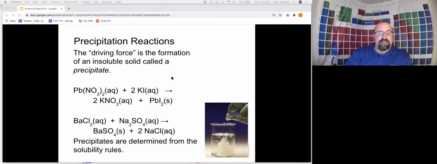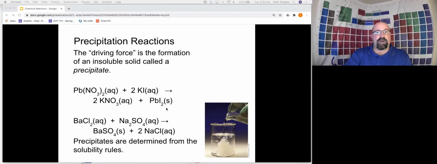And we can see an example here. What's pictured, I believe, is this equation: lead nitrate plus potassium iodide. Our products from that reaction are going to be potassium nitrate and lead iodide. We consult our solubility chart and we see that potassium nitrate is soluble. That's going to remain aqueous.